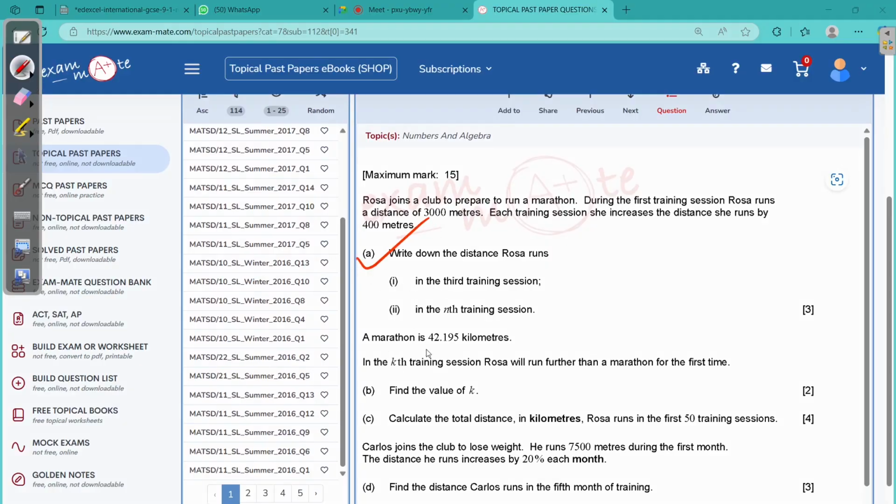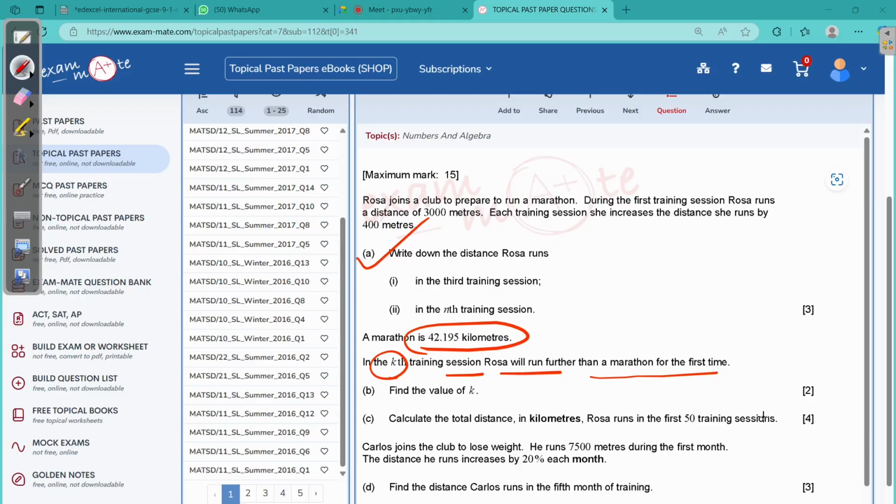The second one. A marathon is 42.195 kilometers. In the Kth training session, Rosa will run further than a marathon for the first time. Find the value of K. So in the Kth training session, the value should exceed 42.195 kilometers.